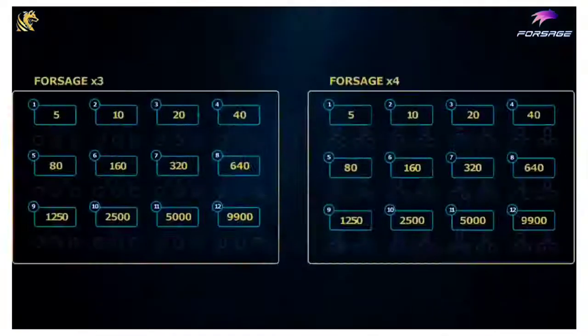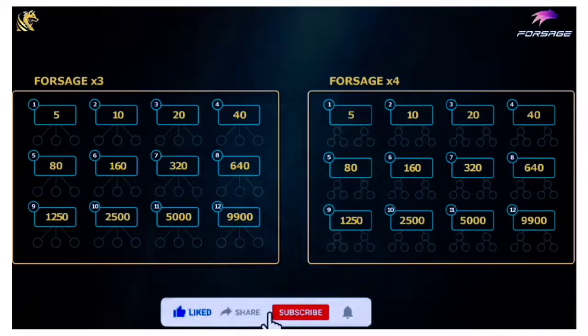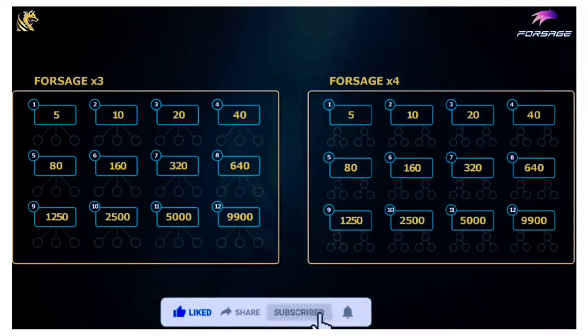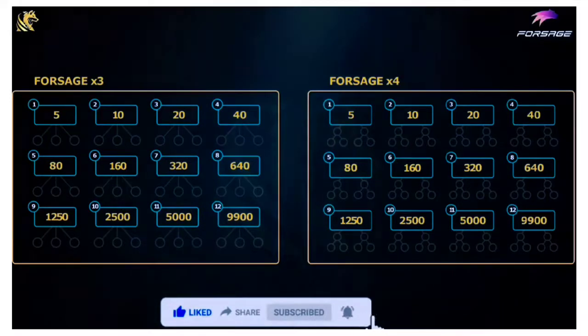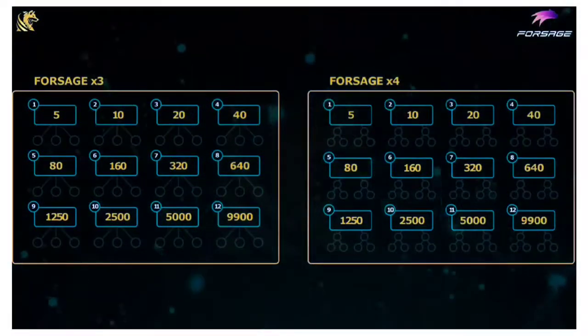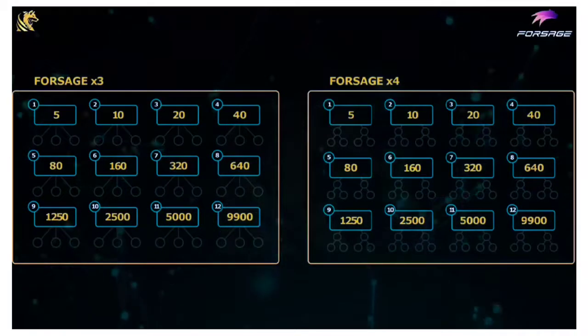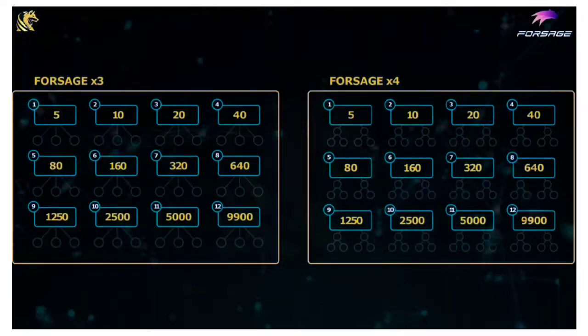In both X3 and X4 matrices you have 12 slots, all are similar and work in the same way. Each subsequent slot is 2 times more expensive than the previous one. Both income and profits from them are twice as high. The first slot in X3 and X4 will be 5 BUSDs and the second is 10. Likewise, it keeps on increasing twice as high. The last one is 9900 BUSDs. It is the same in both X3 and X4.